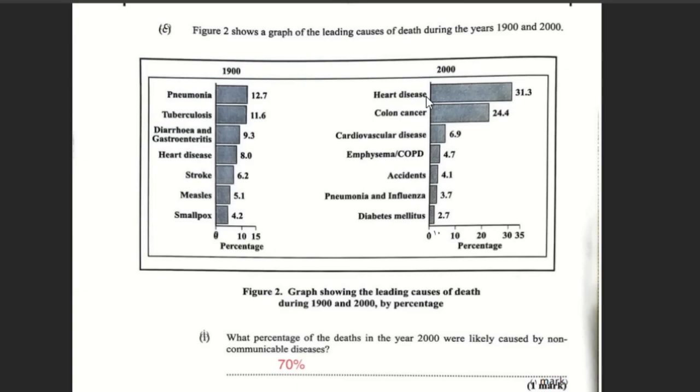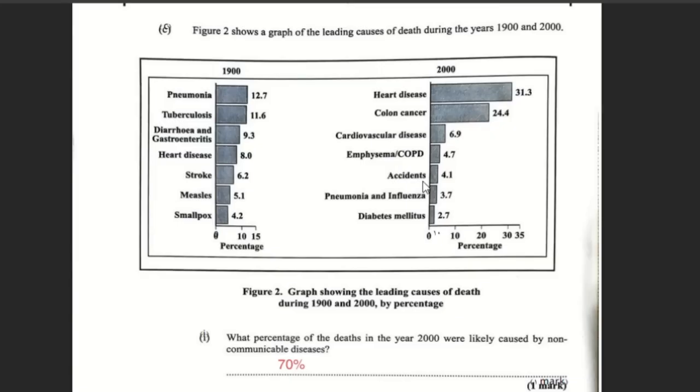So that's non-communicable. Colon cancer, that's also non-communicable. Cardiovascular disease, I cannot just touch somebody and then get it. That's also non-communicable. COPD, that's also non-communicable. And then pneumonia and influenza, this right here, this is communicable. So for example, if somebody has the flu and you go around them or you touch the same things as them, then you're likely to get the flu. And pneumonia can also be contagious. Then diabetes mellitus is non-communicable. So non-communicable, non-communicable, non-communicable, non-communicable, communicable, and then non-communicable again.